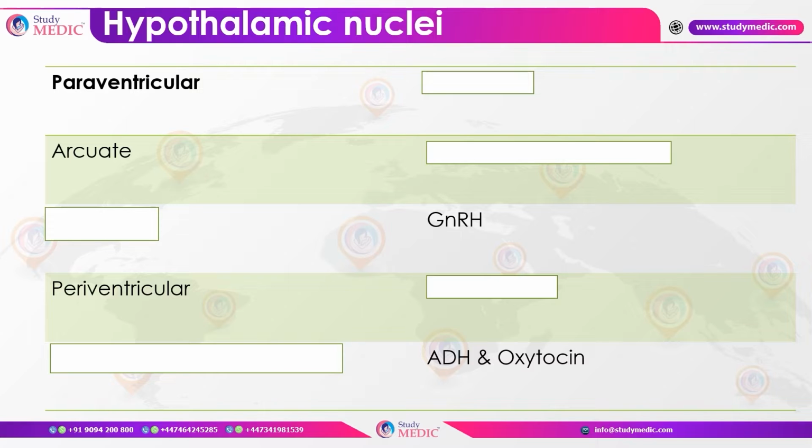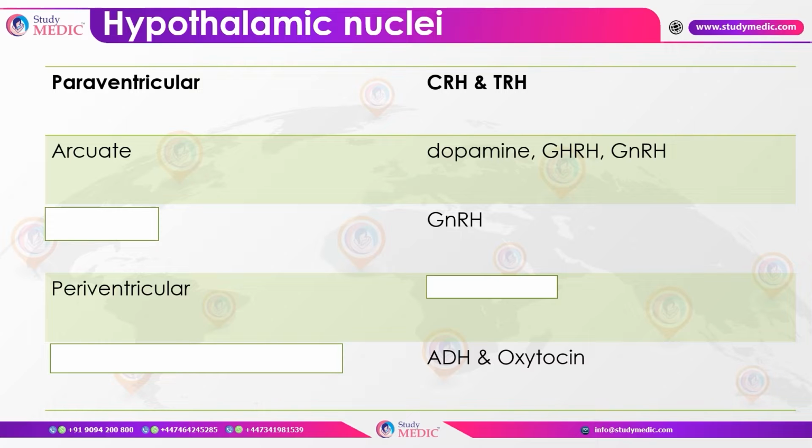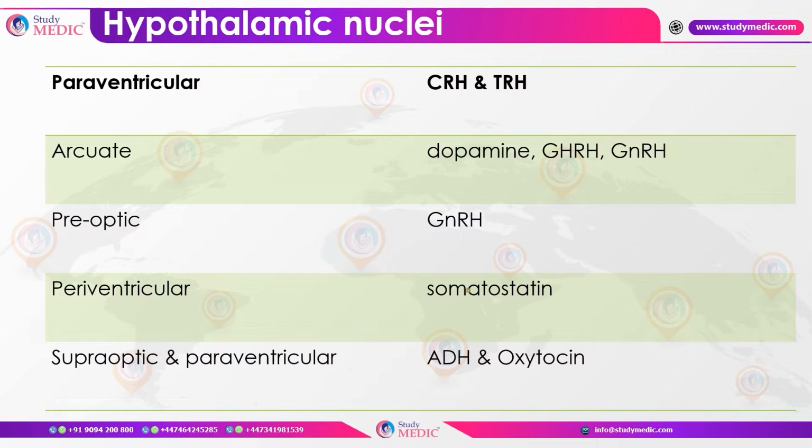nuclei in the hypothalamus and what hormones do they secrete. When you are done, let us see the answers. So the paraventricular nuclei secrete CRH and TRH, arcuate nuclei, dopamine, GHRH, GnRH. GnRH is also secreted by the preoptic nuclei. The periventricular nuclei secrete somatostatin, and ADH and oxytocin is secreted by the supraoptic and paraventricular nuclei.